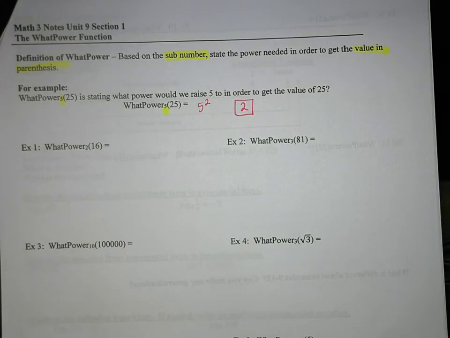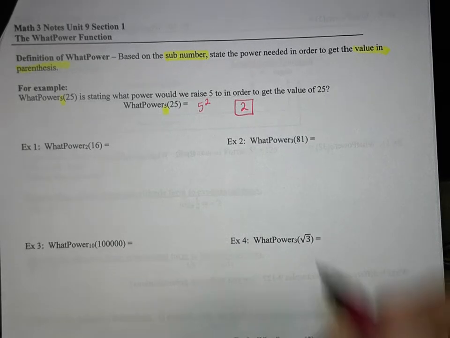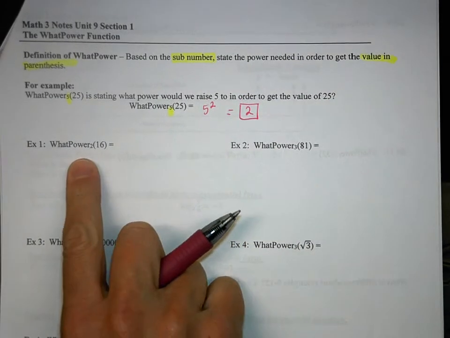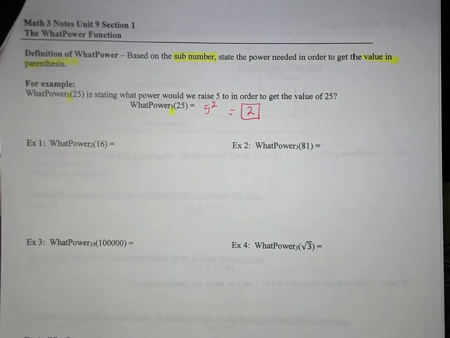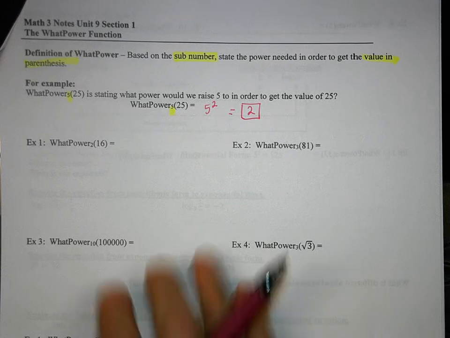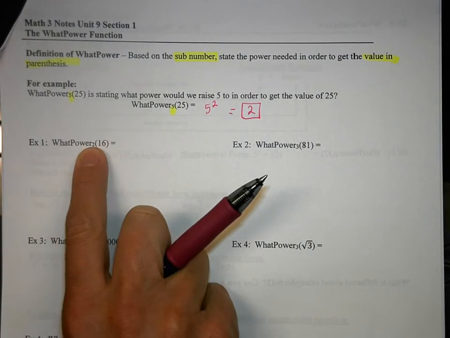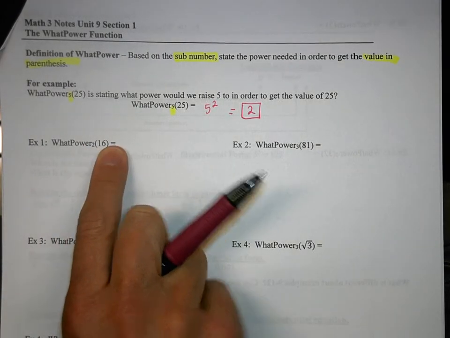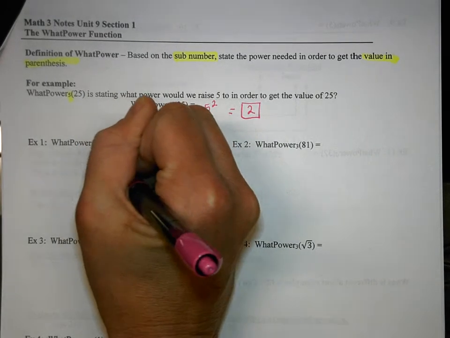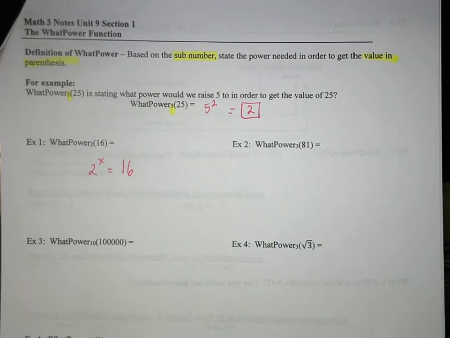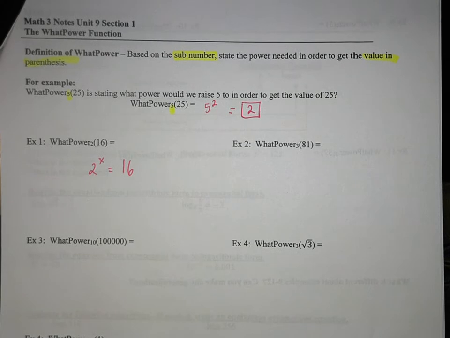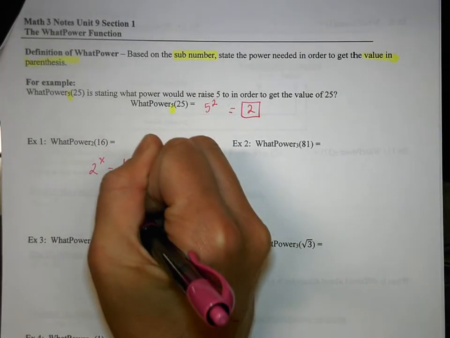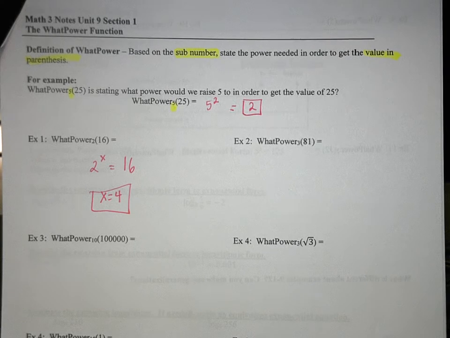Okay, so what power 5 is 25? Well, we know that 5 to the second power is 25, and so therefore my answer is 2. We're just going to work through these examples. They're going to get a little tougher because we'll get some fractions and that kind of stuff. Fun. Okay, so what power 2 equals 16? For instance, it's saying 2 to what power is 16? 4. X equals 4.